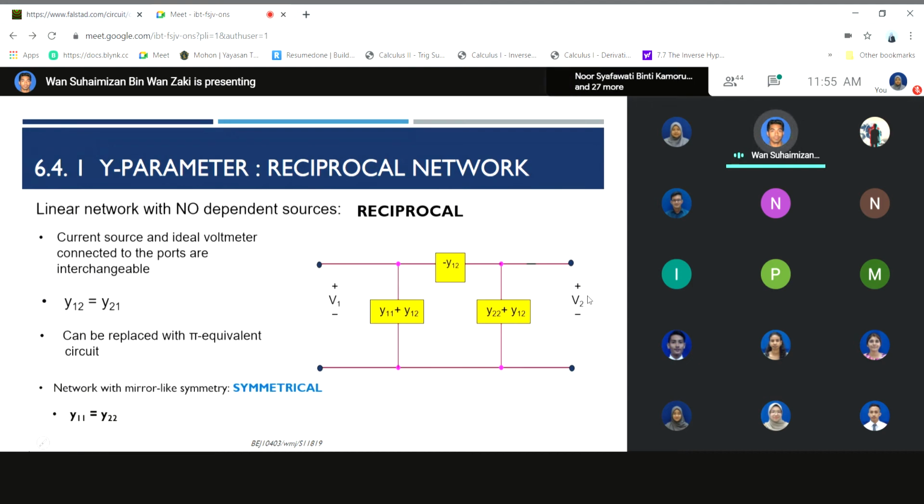Symmetrical means you need to compare Y11 and Y22. If they are the same, we call it a symmetrical network.